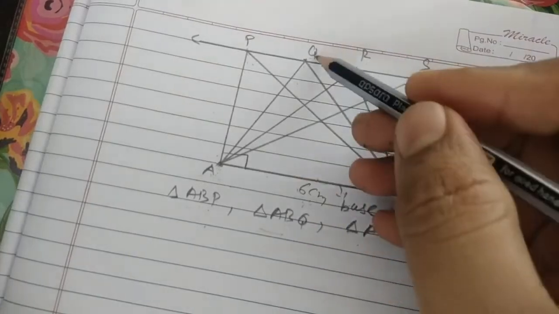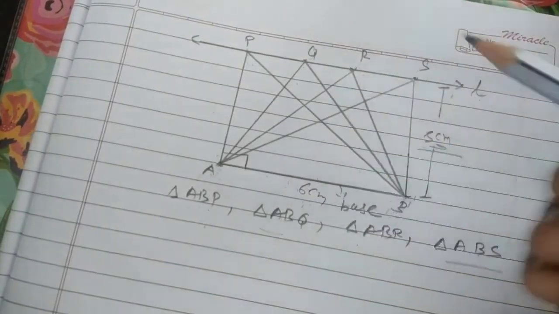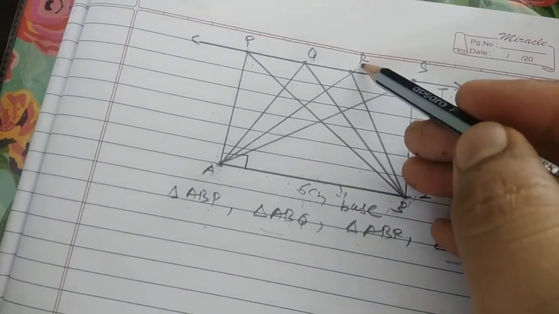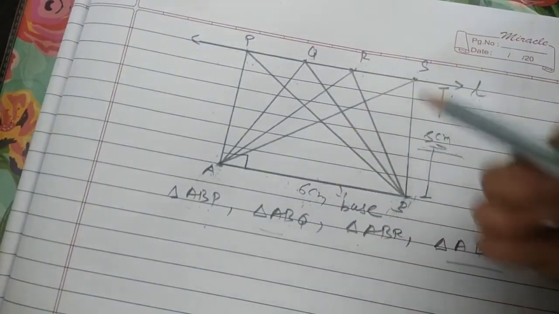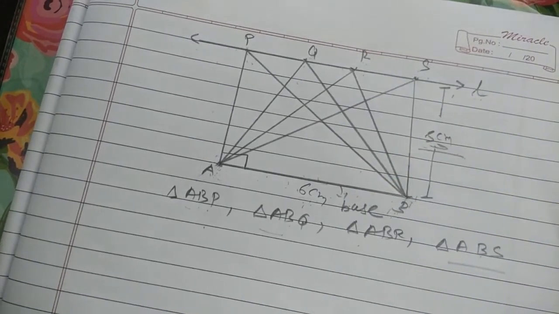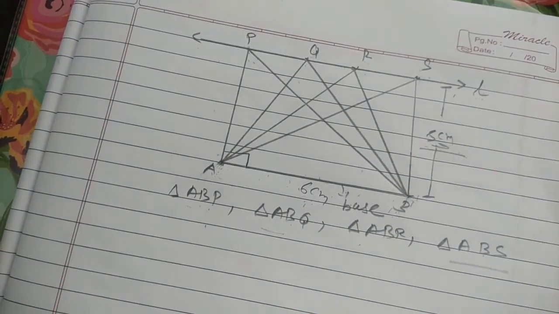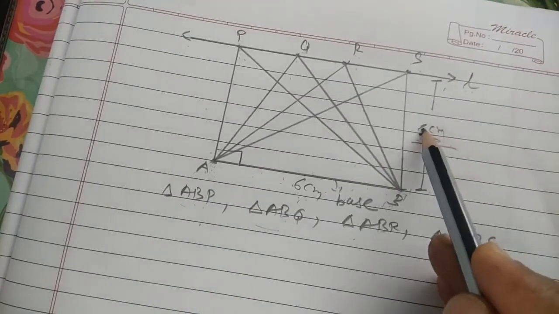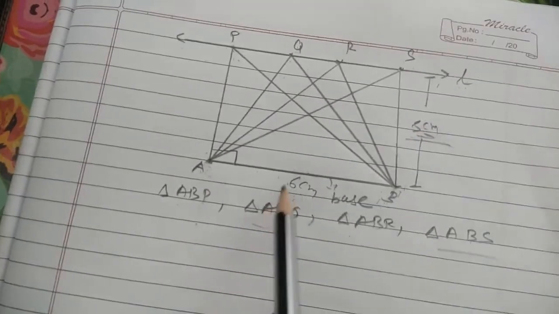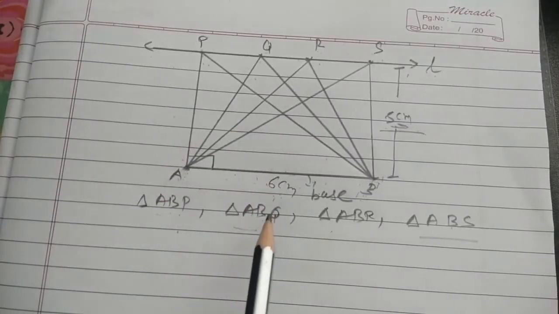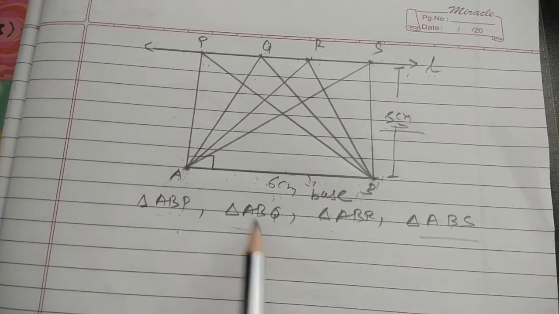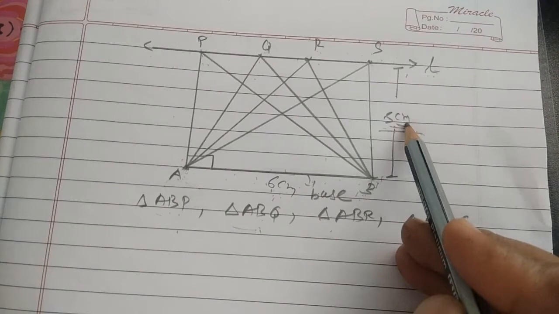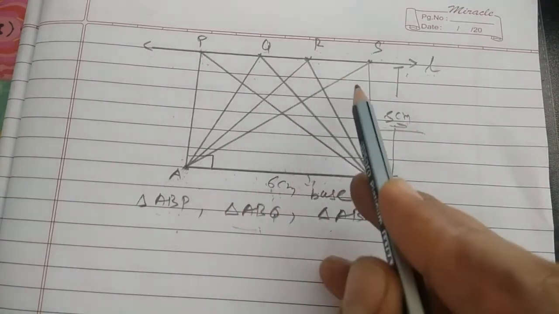Similarly, we can draw Q to AB. From R we have to draw a perpendicular to AB, and from S a perpendicular to AB. So here we have to keep in mind that the perpendicular will be the height of our triangle, and the height will be the same, that is 5 centimeter. When we find the area of all these triangles, we will get the same area, as they have the same base 6 centimeter and the same height 5 centimeter.